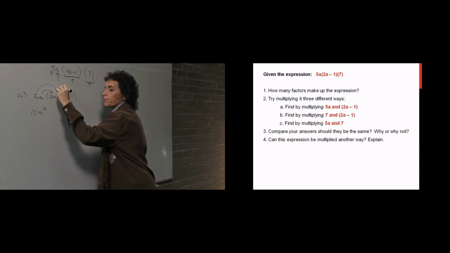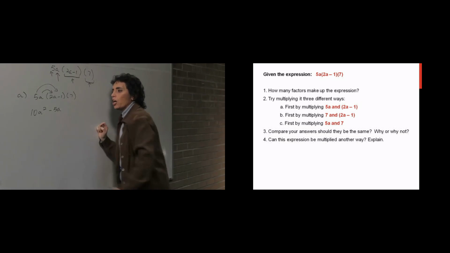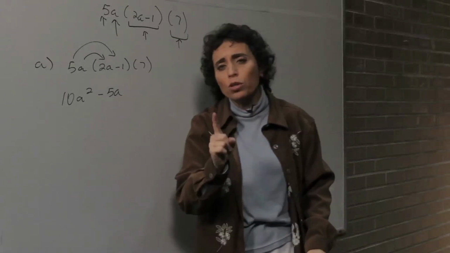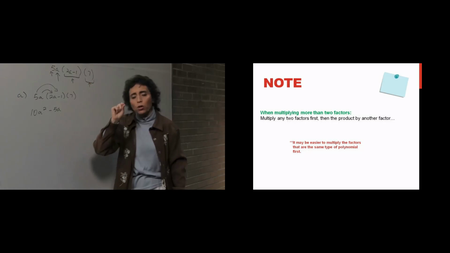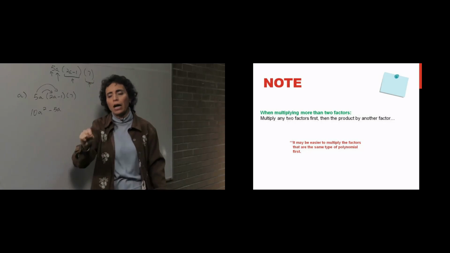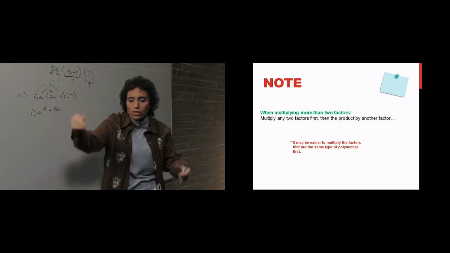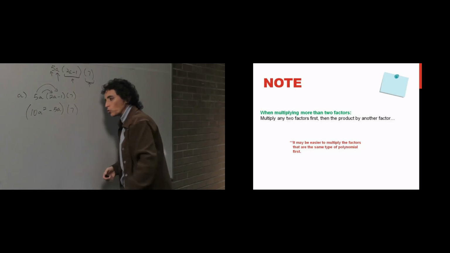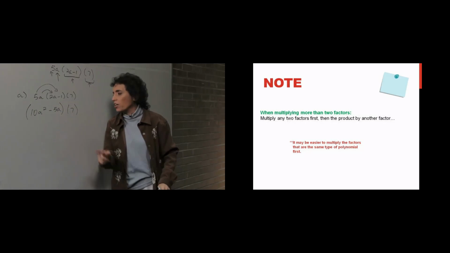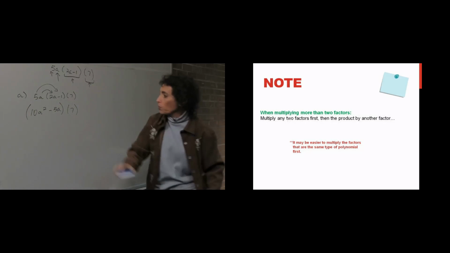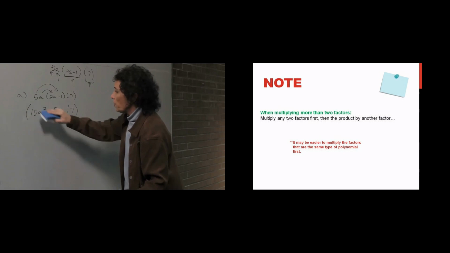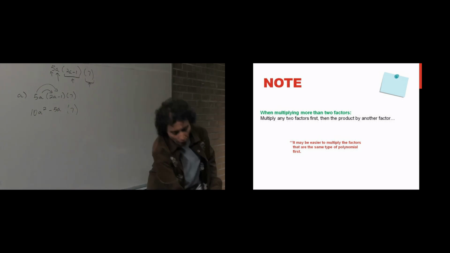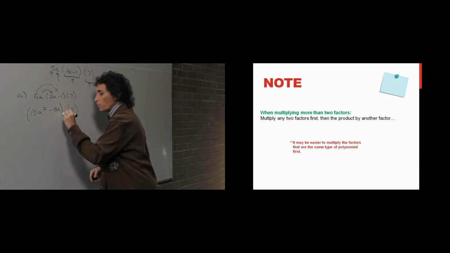10a squared minus 5a. The problem with this technique is you have to be really careful, because remember, the rule of thumb is when you have more than one factor, multiply any 2 together, your answer by your third, and then your answer by your next one, and then your answer by your next one. So this is my answer that I multiply by my next one. If I did not use parentheses here, I would have gotten this wrong, because without the parentheses around this, then the only thing the 7 should have been multiplying would have been the negative 5a. So you have to remember, you have to multiply your answer by your next one.